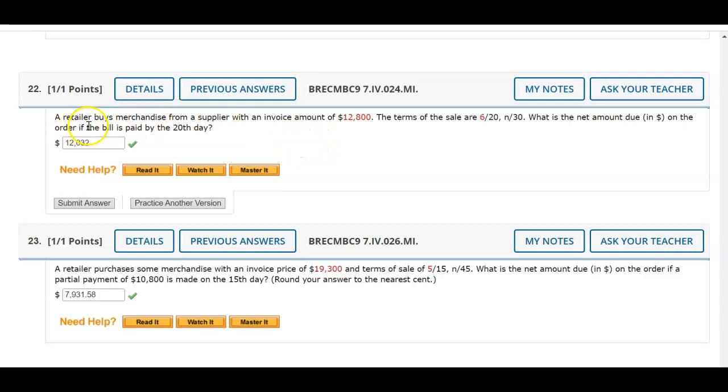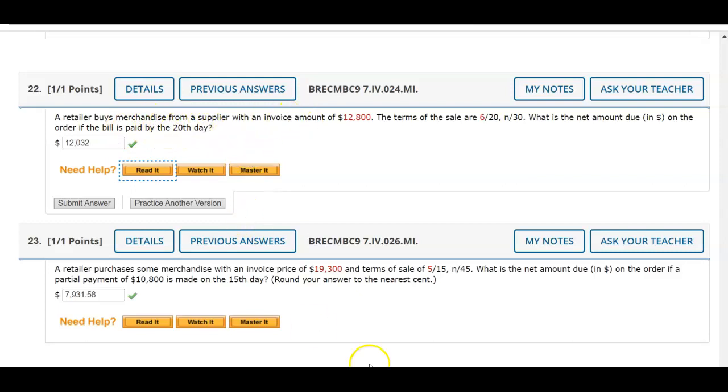For 22, it says a retailer buys merchandise from a supplier with an invoice of $12,800. The terms of the sale are 6% discount if paid within 20 days, or the net amount is due in 30 days. What is the net amount due on the order if the bill is paid by the 20th day?